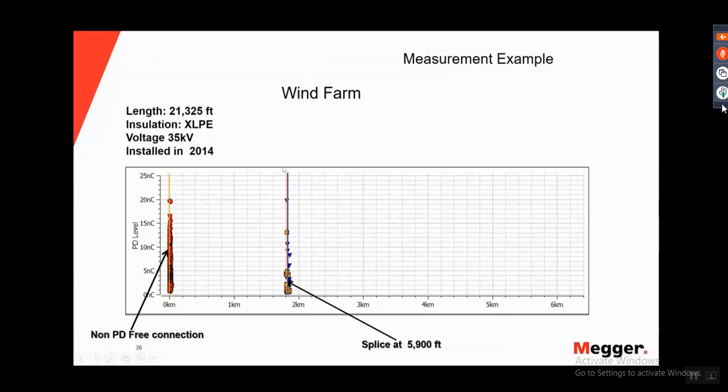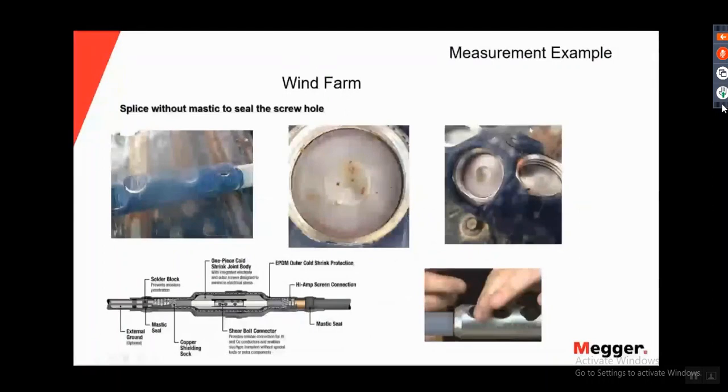But in phases B and C, you can see that at 5,900 feet, we have PD activity. When we took out the splice, the joint, we saw that the person who made this splice didn't put the mastic to seal the screw holes, okay? You can see the screw holes here, and sometimes in the connectors you need to put mastic to seal those holes. They didn't do it in this splice, and that was the reason for the partial discharge activity in the measurement.